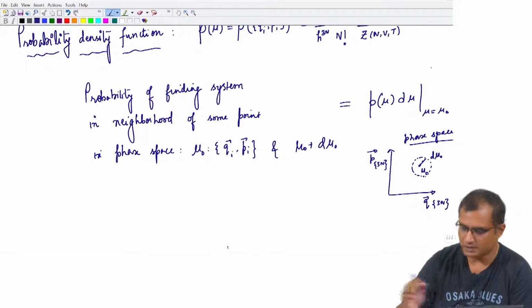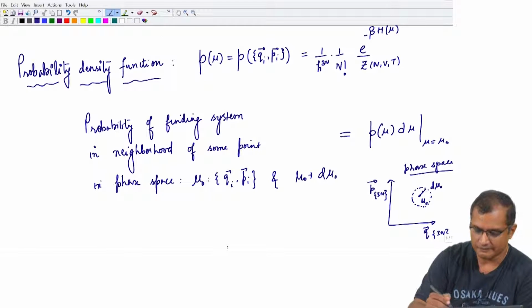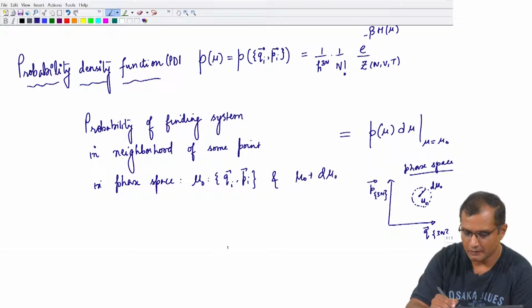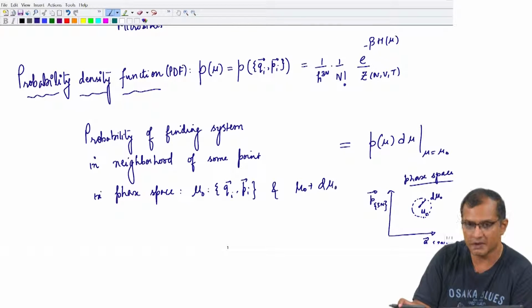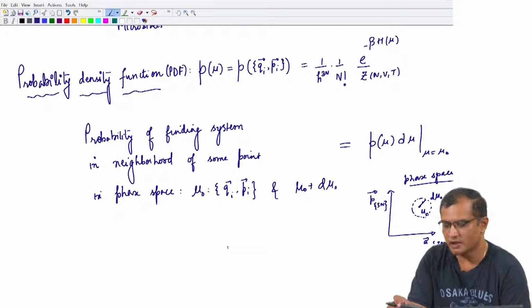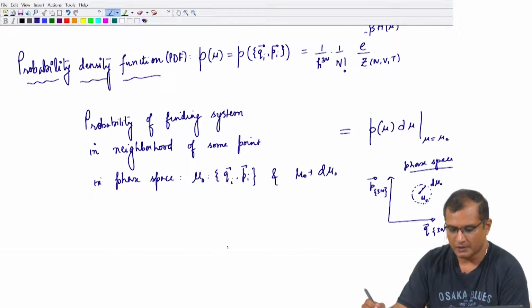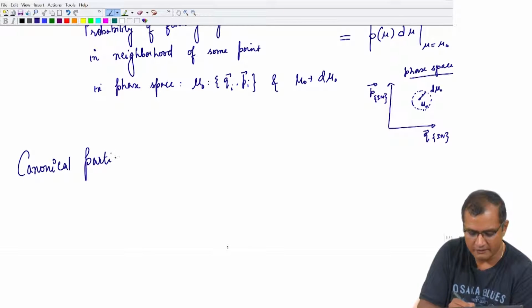Okay. So, let us, from the definition of this probability density function or PDF, compute the partition function. If you look at the definition of the PDF, you can think of the canonical partition function simply as a normalization of your PDF. So, I can write down the canonical partition function, which is the norm of this PDF.